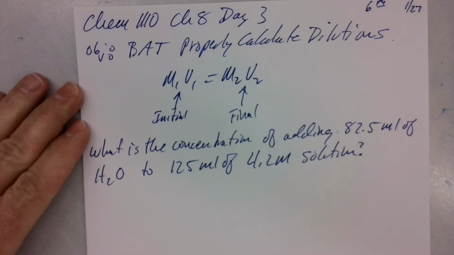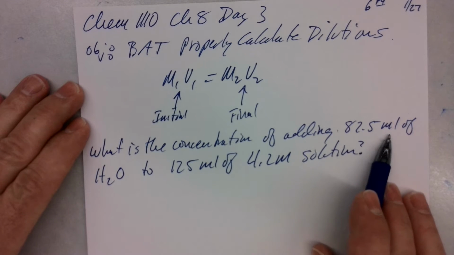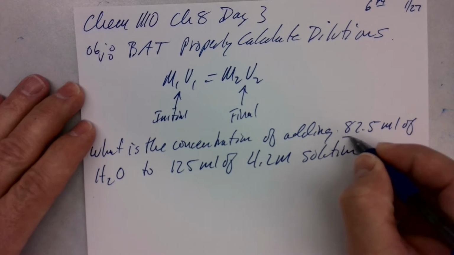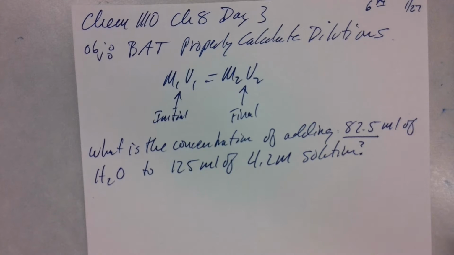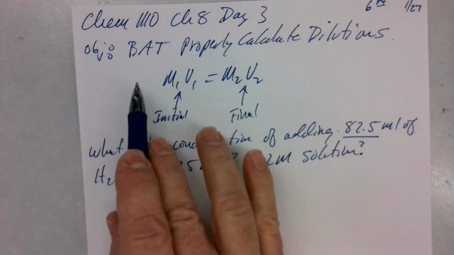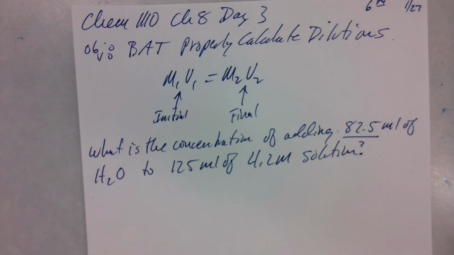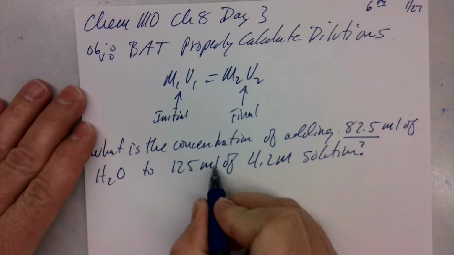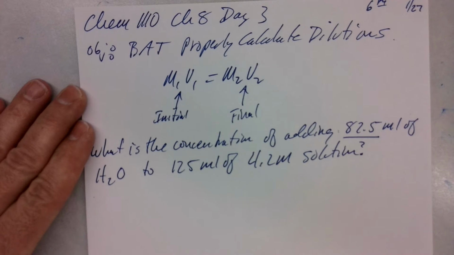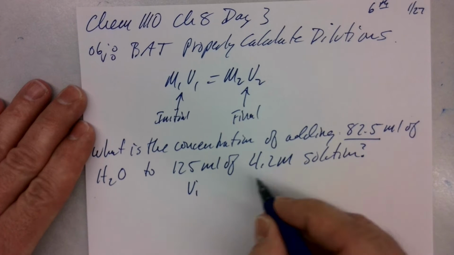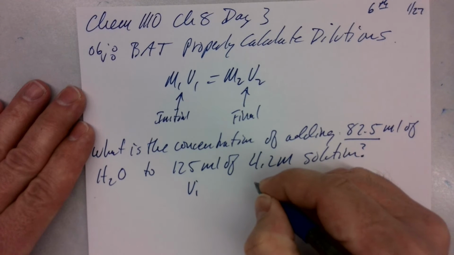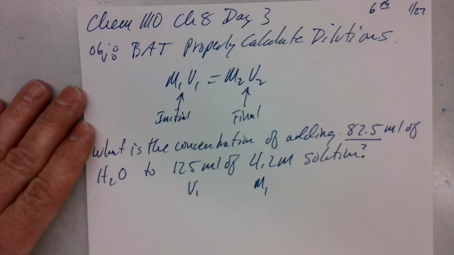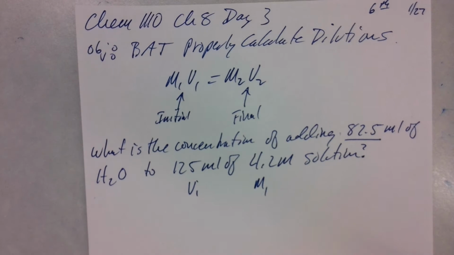Now, as I look at this, I'm going to add 82.5 milliliters of water. Okay? That's how much water I am adding. Is that either my initial volume or my final volume? It's not. And that's what makes this problem a little bit different. Okay, I'm adding it to this. So this is my what? The 125 milliliters is my what? It's my V1. The 4.2 molar is my M1. Okay, then I need either an M2 or a V2, right?